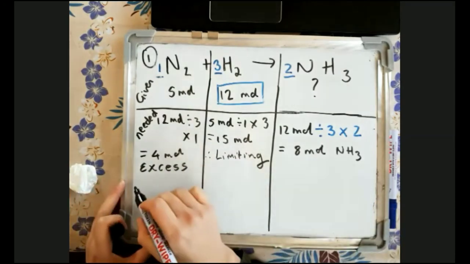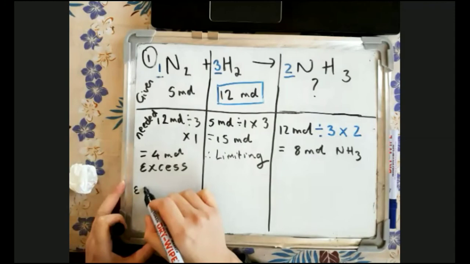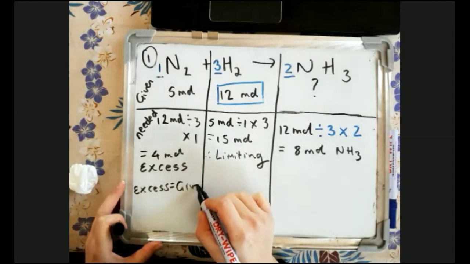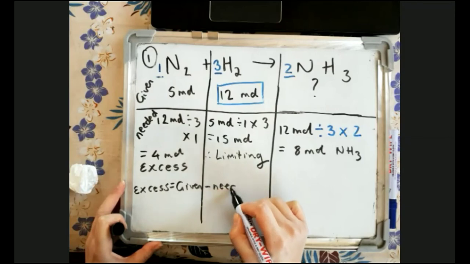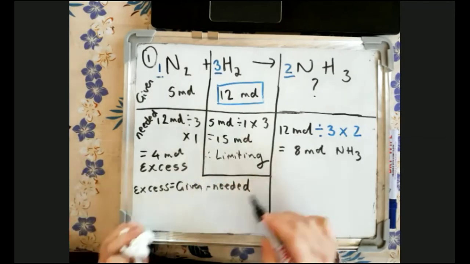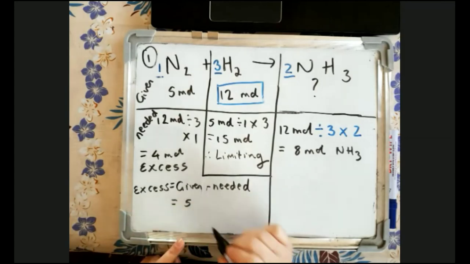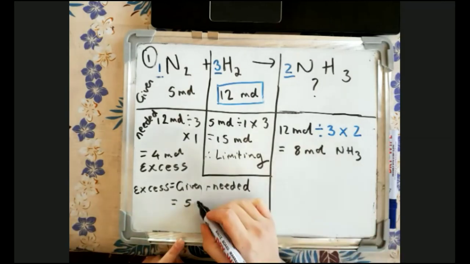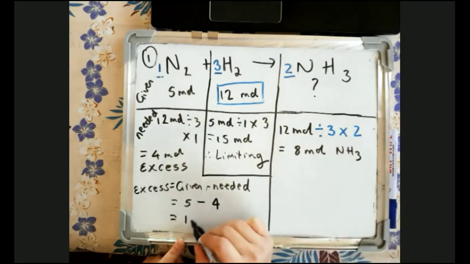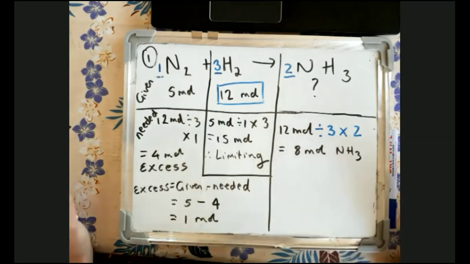So then you go, okay, the excess is the given minus the needed. So what you're given minus what you need. So I was given 5 mole of the N2. I only need 4 mole in this reaction. That leaves me with an excess of 1 mole of the N2.